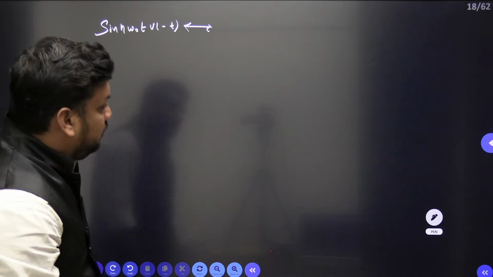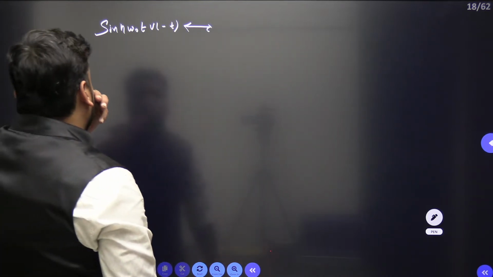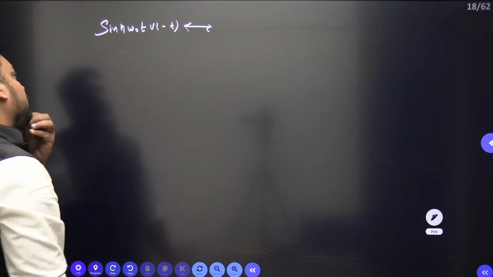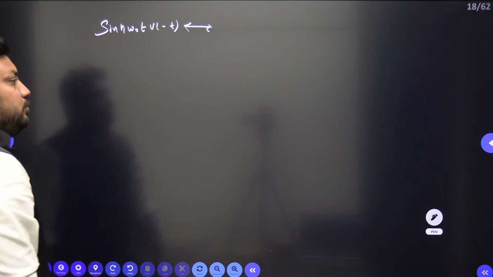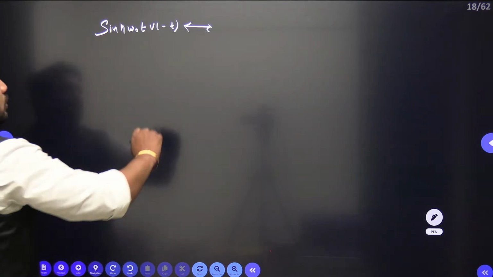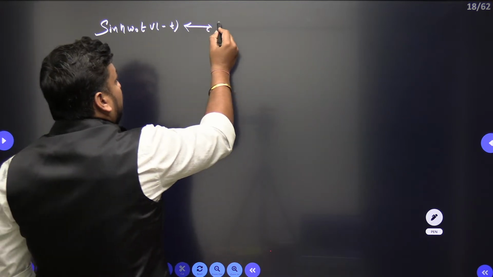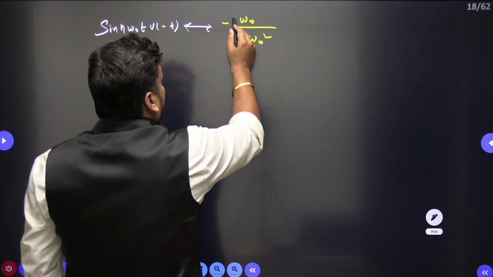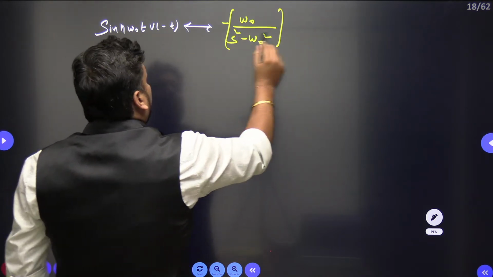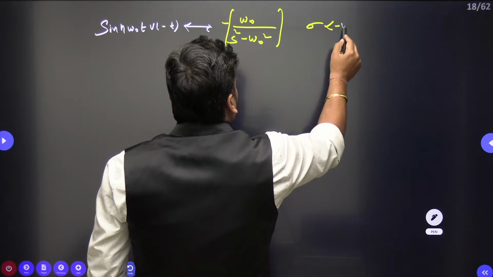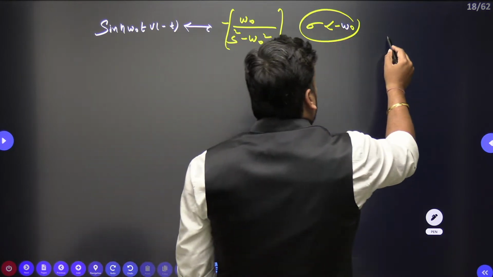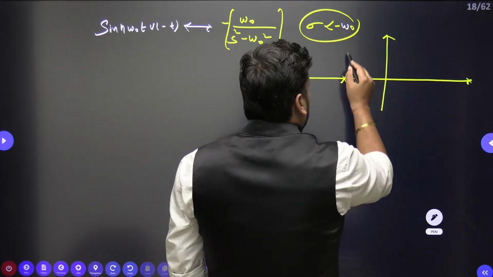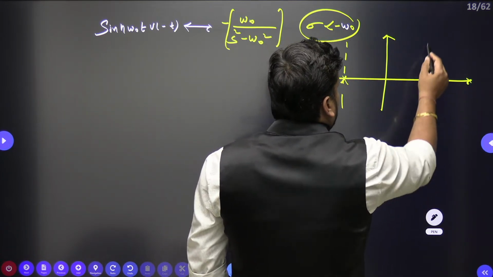Very good, very good. Similarly, hyperbolic sin omega 0 t u of minus t. This time I am saying about u of minus t. So you can convert, you will get to know because similarly we have done. So can I write minus omega naught upon s square minus omega 0 square, and the ROC this time is sigma less than minus omega naught, because to find the ROC you have 2 poles, one at minus omega 0 and one at plus omega 0.